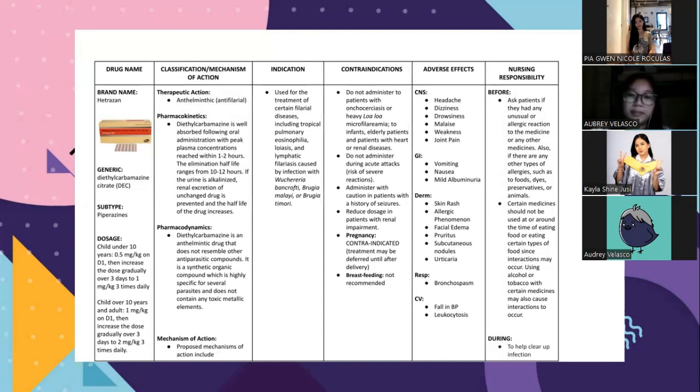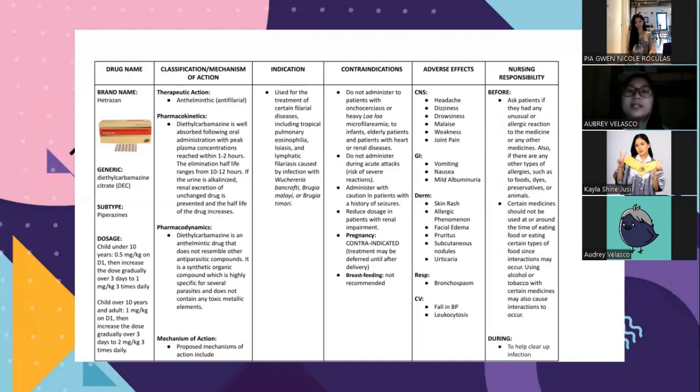For pharmacodynamics, diethylcarbamazine is an anthelmintic that does not resemble other antiparasitic compounds. It is a synthetic organic compound which is highly specific for several parasites and does not contain any toxic metallic elements.